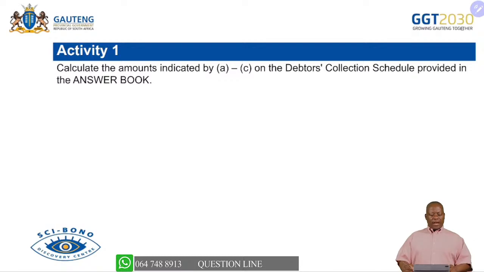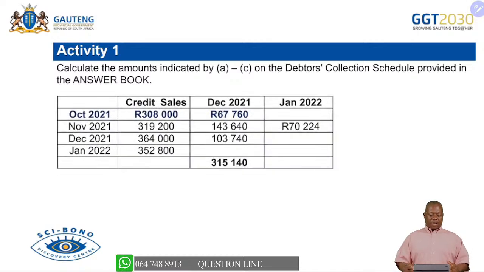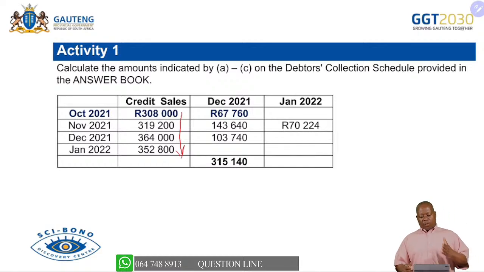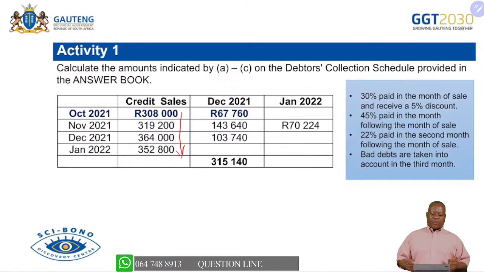Now, let's check, how do we go about preparing a debtors' collection schedule? Please take note. The first thing that we need are the credit sales. We need these figures. And from the information that we are given, it's straightforward, because they are saying here 40% are credit, and we all agree that 60% becomes cash sales, right? So that is very important information that we are given. And now they are saying here, when it comes to payments, 30%, 45%, 22%.